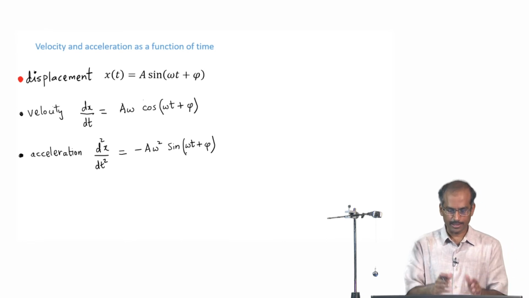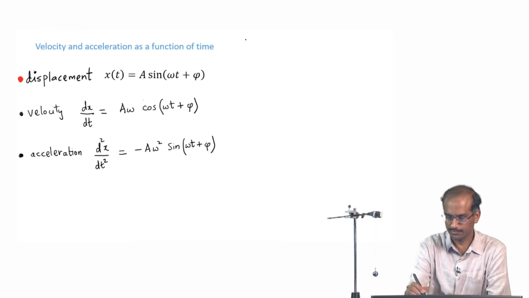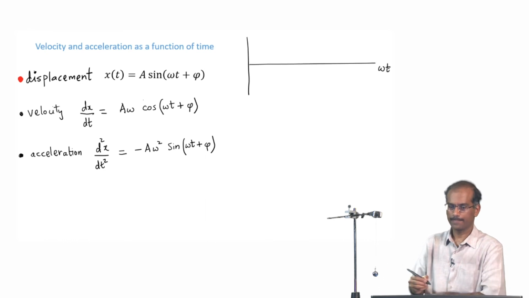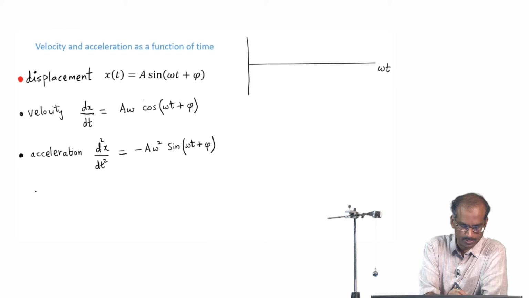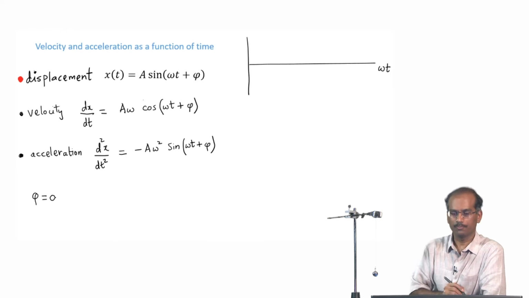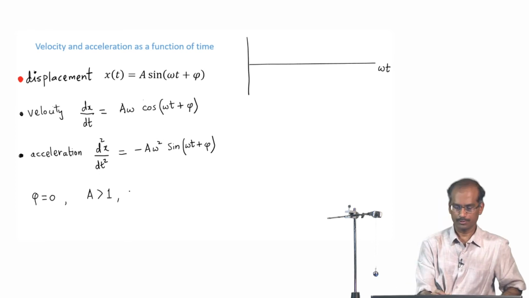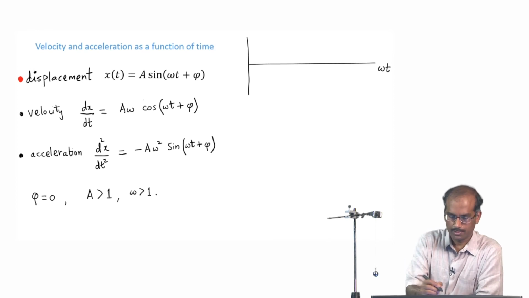So, to have a pictorial understanding of these three quantities, again let us plot these functions. So, let me start with displacement as a function of omega t, and for the purposes of sketching this function, I am going to assume that phi is equal to 0. This is just a simplifying assumption, and I am also going to assume that the amplitude A is greater than 1. I will also assume that omega is greater than 1. Now, let us sketch the function.